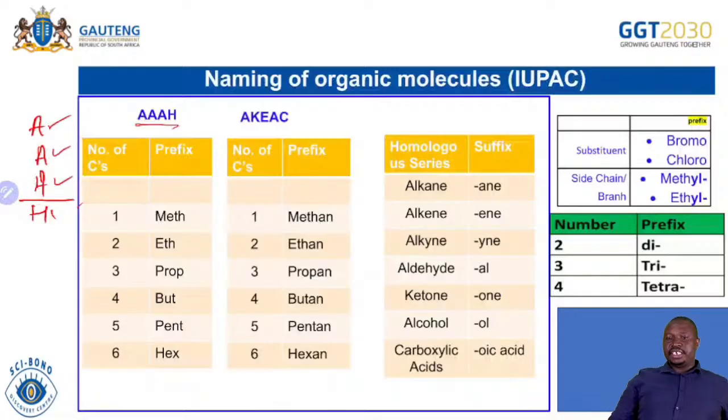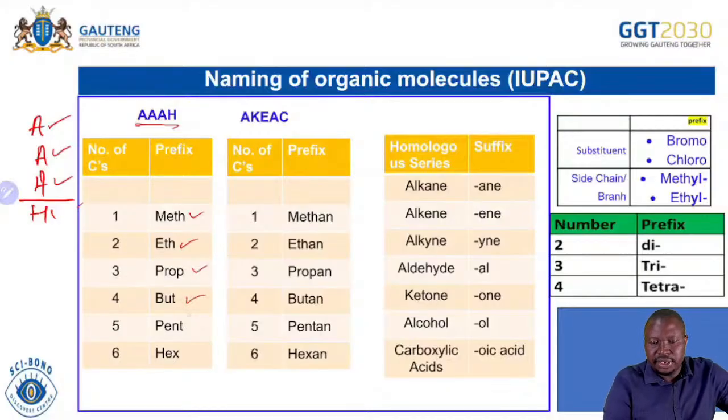When you name those first four, you will look at the number of carbons. The number of carbons will tell you that if you have 1 carbon, it's meth. If you have 2 carbons, it's eth. If you have 3 carbons, it's prop. If you have 4 carbons, it's but. If you have 5 carbons, it's pent. If you have 6 carbons, it's hex.